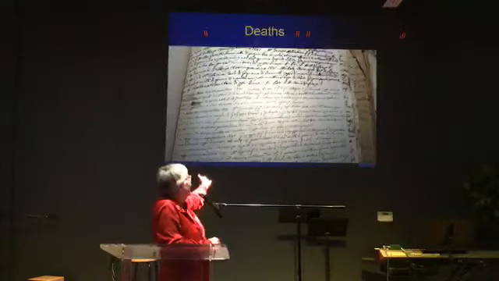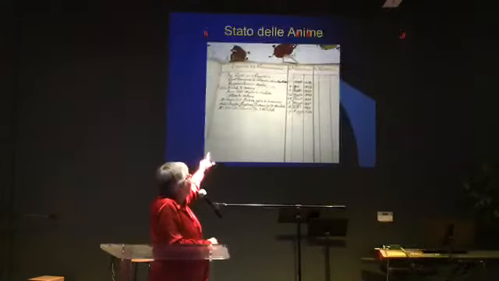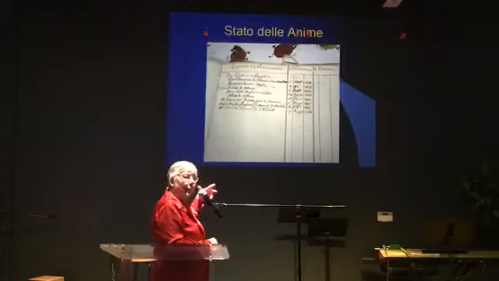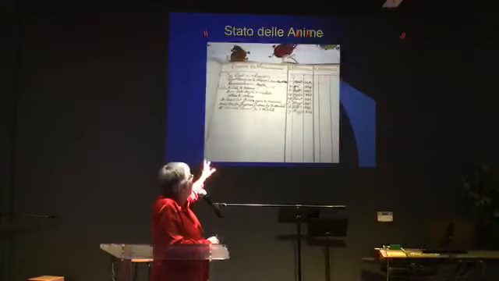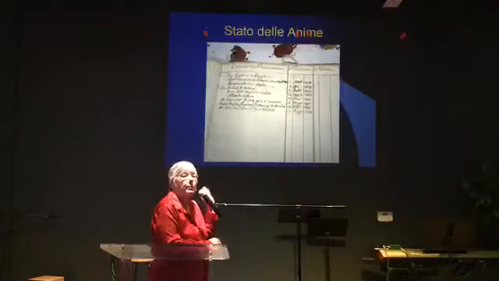I love these records. Okay, this is a Stato delle Anime. This is what we were calling a church census. It's set up by the household. So this is the Pigati household. And here's Domenico, who's the son of Antonio and Maria Berte. So he lists both parents of the head of the household.